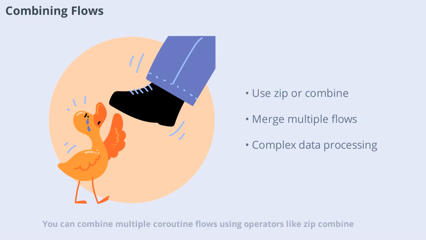You can combine multiple coroutine flows using operators like zip, combine, flattenConcat, or flatMapConcat. These tools let you merge values from different flows, enabling complex data processing and transformation.